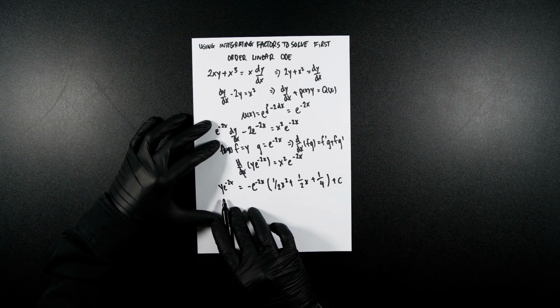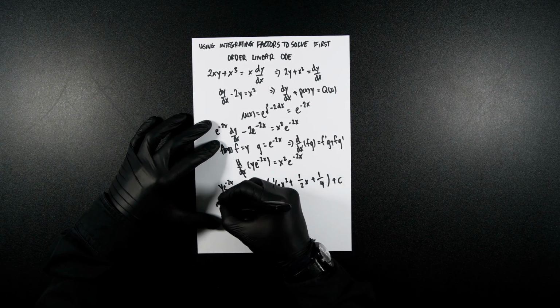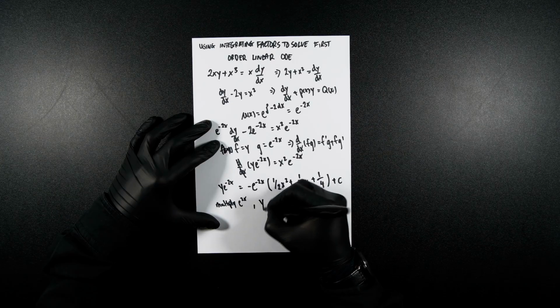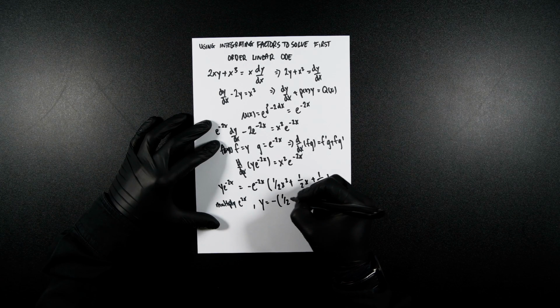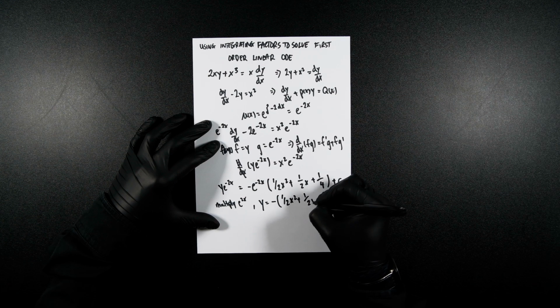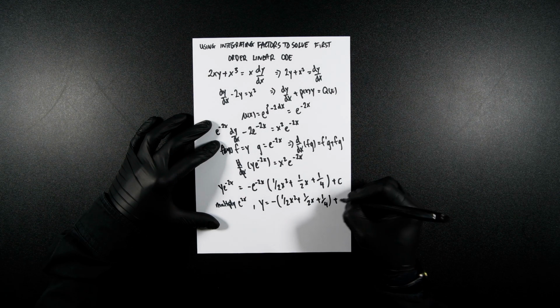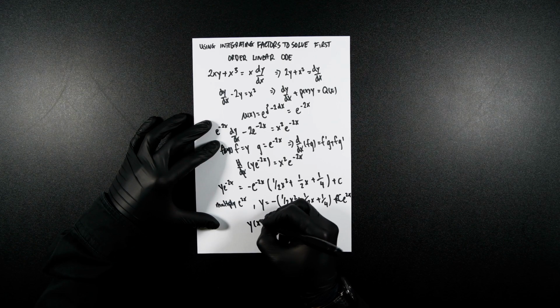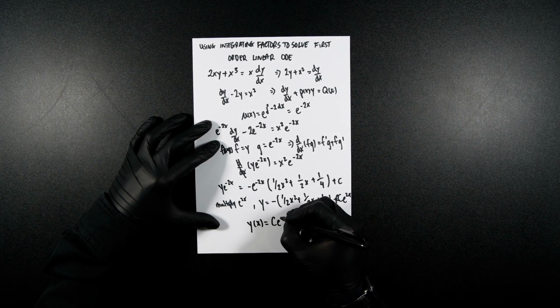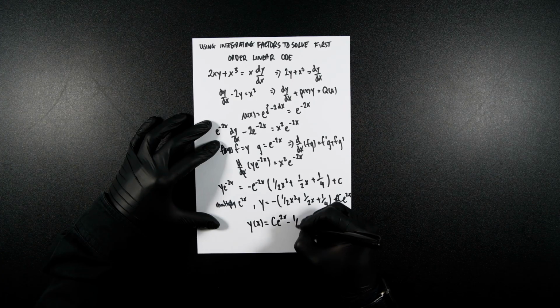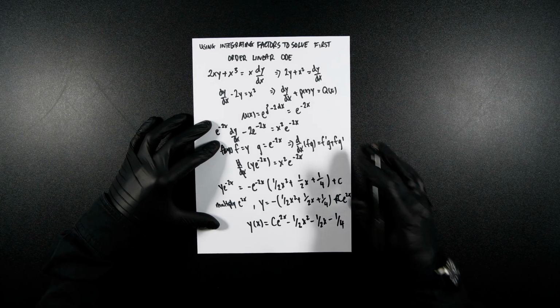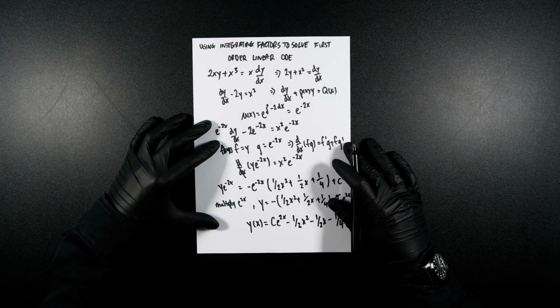So now you multiply everything by e to the 2x. So you're going to get y equals minus a half x squared plus a half x plus a quarter, plus c e to the 2x. So therefore, you should get y(x) equals c e to the 2x minus a half x squared minus a half x minus a quarter. And then we are done.